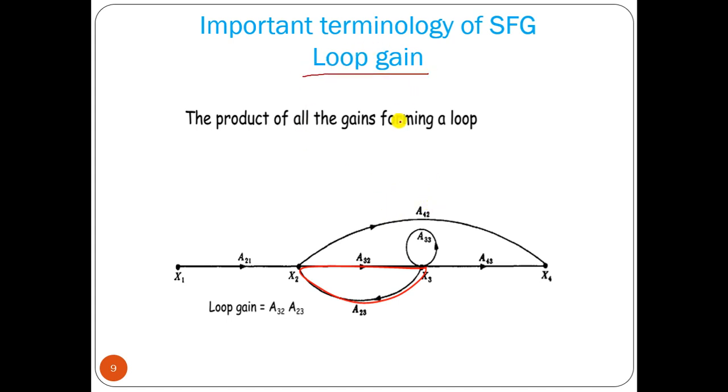And what is the loop gain? Loop gain is nothing but product of all the gains forming a loop. Say this is your loop, okay, then gain is A32 into A23. So loop gain is this, okay, that's all. And another loop is here, this is the self loop, the gain is A33. Okay, so that is the way we have to find out the loop gain and forward path gain.